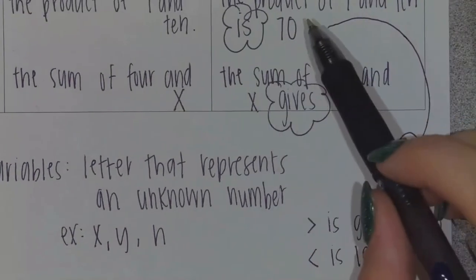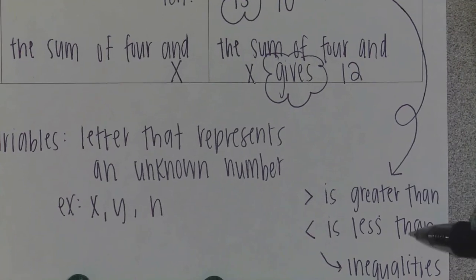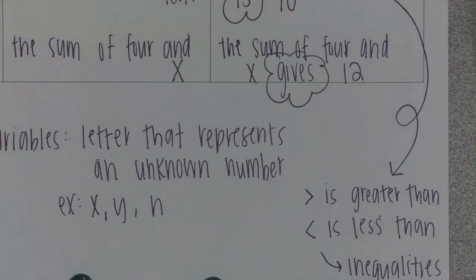So again, if it's just is a number or is for some other words, as long as it's not followed by greater than or less than, that tells you it is an equation.